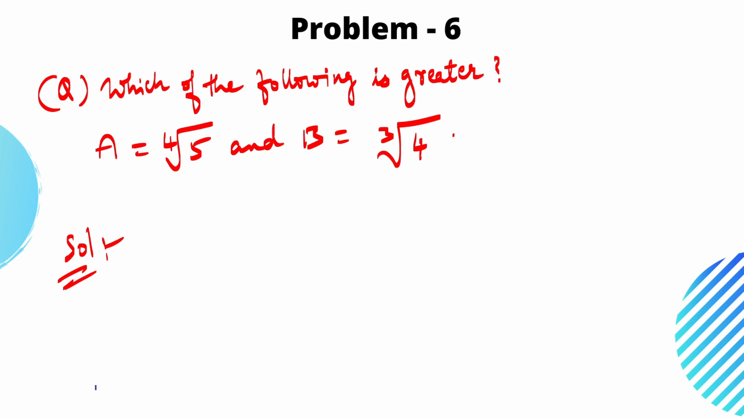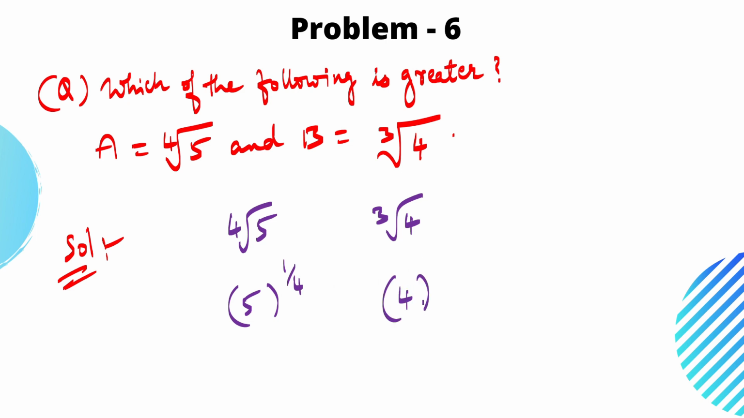Now, which of the following is greater, the fourth root of 5 or the third root of 4? How can we do this? See, the fourth root of 5 can be written as 5 to the power 1 by 4, and the third root of 4 can be written as 4 to the power 1 by 3. Awesome. Can we equate the bases now? No, there is no possibility to equate the bases.